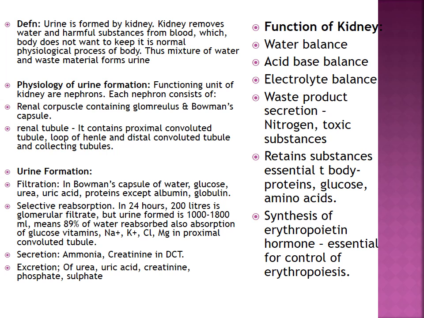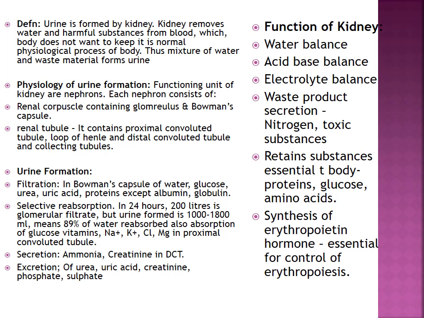And then it continues with the collecting tubule, and the collecting tubule continues with the renal pelvis, and then the renal pelvis continues with the ureter, and then the ureter opens into the bladder, and when the bladder is full, the urine is excreted through the urethra. So this is the physiology of urine formation and the parts of the nephron.